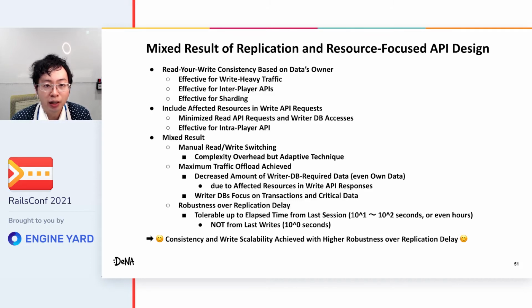As a mixed result, we have obtained the following effects. Firstly, we have gained a complex but adaptive architecture due to manual read-write switching. Secondly, we have achieved maximum traffic offload due to affected resources in write API responses. Thirdly, we have achieved robustness over replication delay. The architecture tolerates a very long replication delay. So we have achieved both consistency and write scalability with higher robustness over replication delay.